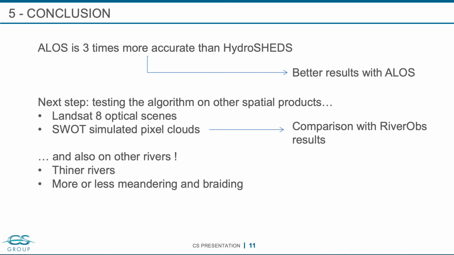But this is only a first step in our test. We want to test this algorithm on Landsat optical scenes because they have a different resolution than the Sentinel-2 ones. We also want to test the algorithm on SWOT pixel cloud products because we could then compare our result with RiverOps and see if we are more efficient, more precise or not. And we would also like to test this algorithm on different rivers because there are rivers that are really thinner, rivers that are more complex like the Amazon. So it would be really interesting to test in different environments from different sources to see how our algorithm will behave.